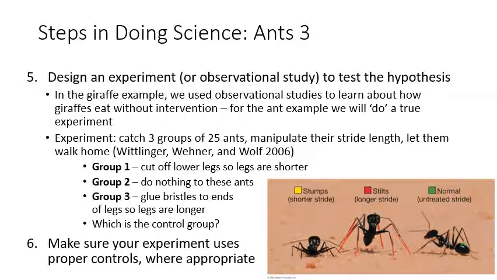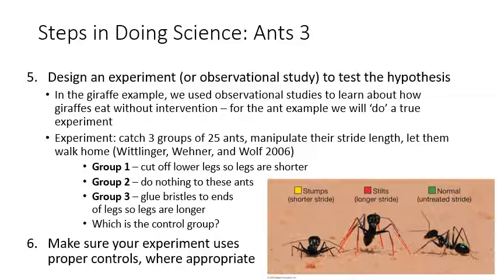So of course, one of those groups is the control group, and it is group 2, the group that had nothing done to those ants. In this case, that would be a negative control because you're not doing anything to the ants. They're just representing the natural state of those ants to give you a basis for comparison.